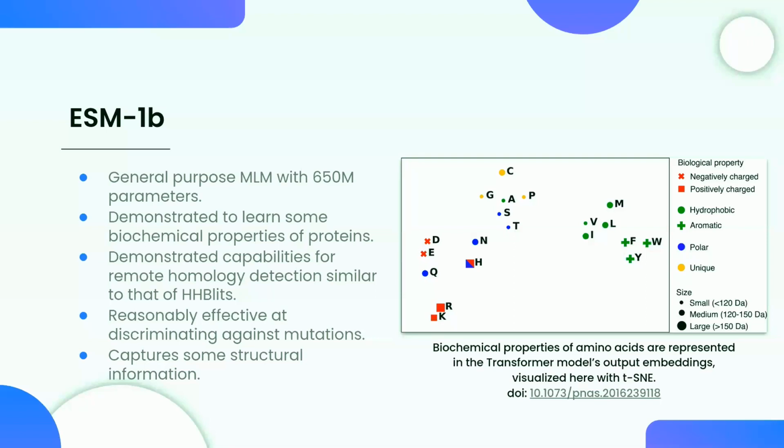One of the language models that has definitely played a big role in this field is ESM-1b. It's a little bit old, relatively speaking, for machine learning. But essentially, it's a general purpose masked language model with around 650 million parameters. It demonstrated early on that it was capable of learning biochemical properties of proteins. It was even capable of remote homology detection similar to that of HHblits. It's also reasonable at discriminating potentially deleterious mutations, and it even captures some structural information. All this was captured, at least to some degree, by just a language model.